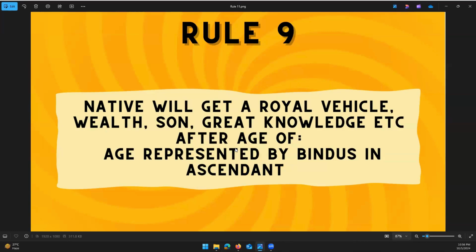Now, we will come to the Astakavarga Bindus of specific houses or specific planets, right? So the next set of rules will be related to a specific set of houses and planets. Rule number 9 says the native will get royal vehicle, wealth, sun, great knowledge, etc. after the age represented by the Bindus in the ascendant, right?